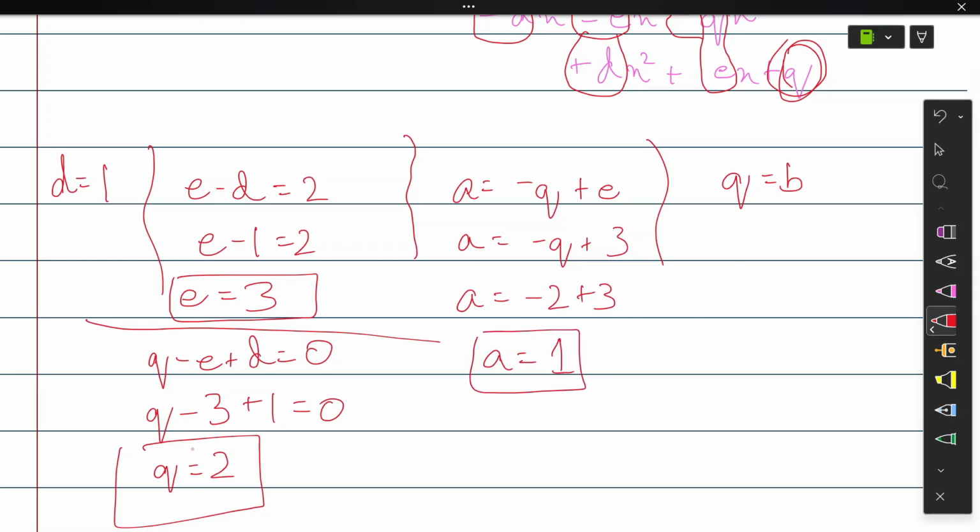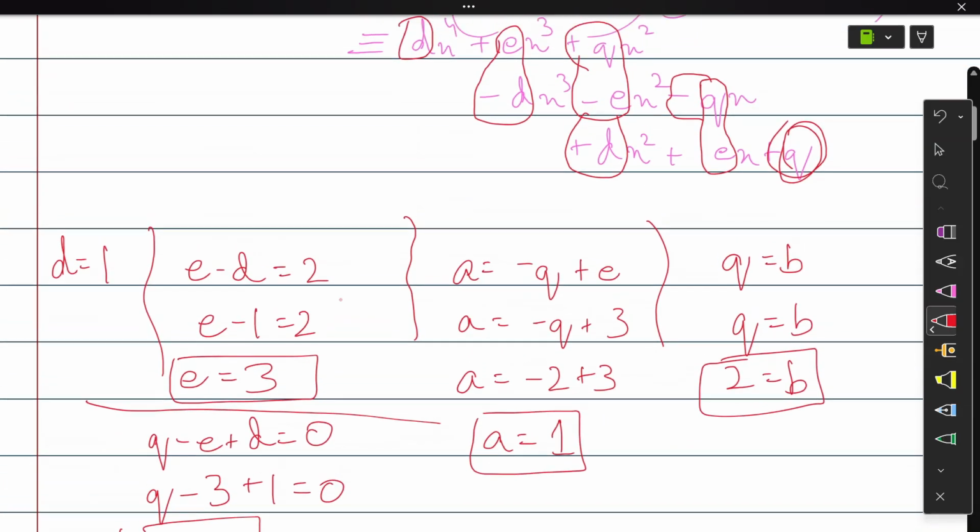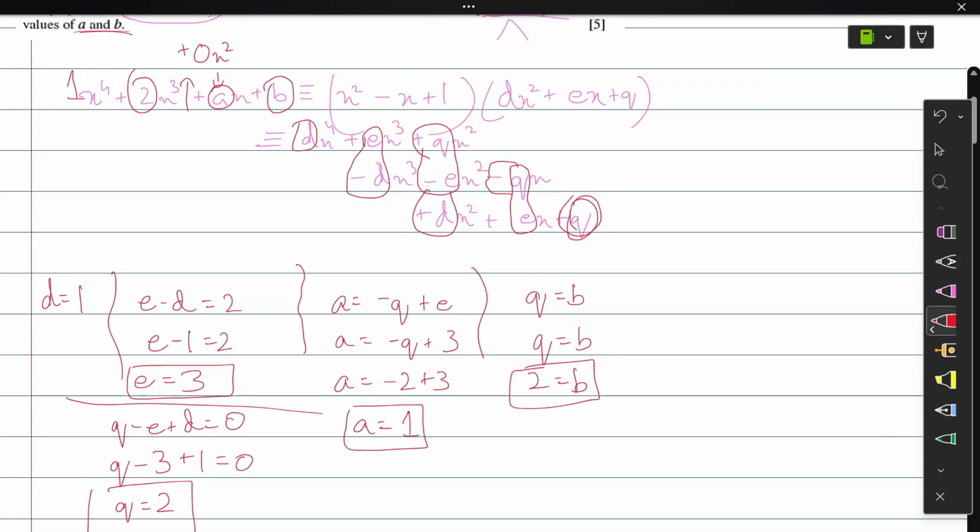And can we find b? We did find q. q equals b, and q itself is 2, so b equals 2. There we go, we've directly found the answers. It is a tedious process, just multiply.